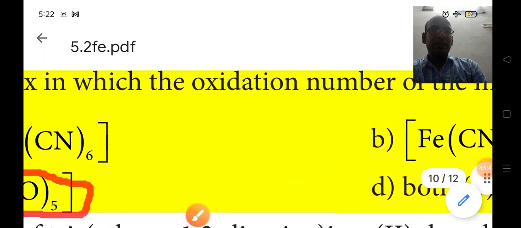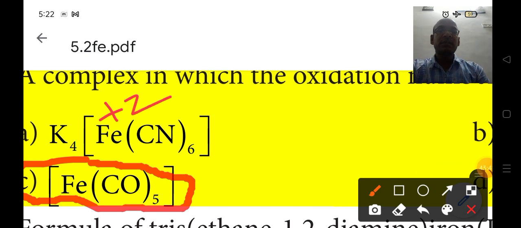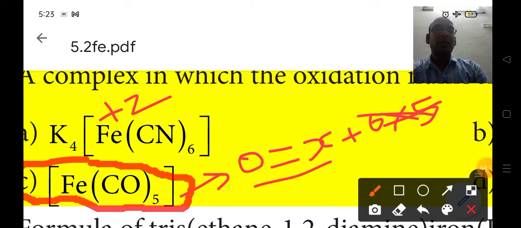For the remaining option, the net charge is equal to 0. The oxidation state of the central metal ion is X. CO, carbonyl, is a neutral ligand. Therefore, 0 into 5, this term will be cancelled because of 0. Therefore, X equals 0. The oxidation state of the metal ion in the complex is 0. Correct option is C. Thank you very much.